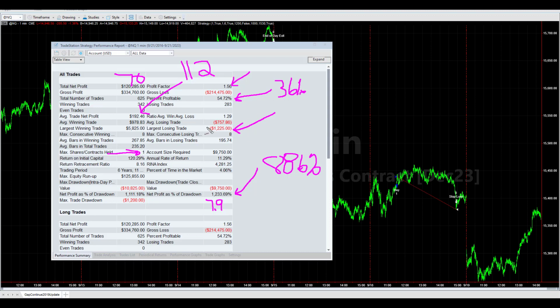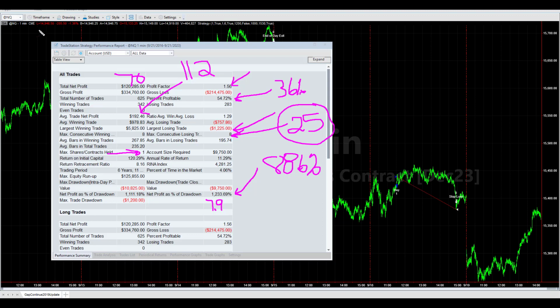You can see how big a stop loss is in a strategy by looking here at the number of contracts. If there's one here, then you see the largest losing trade is minus 1225, and so you know that $1,200 plus $25 round turn slippage and commission has been used. Maximum consecutive losing trades is 8. On the other setup with $300 stop loss, the maximum consecutive losing trades was 25.